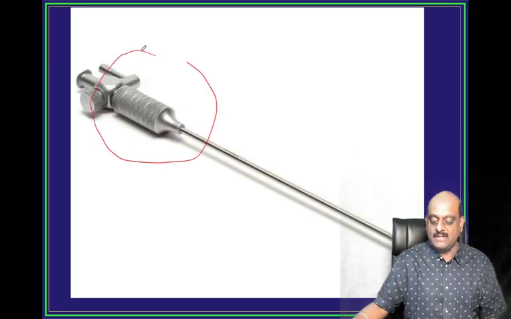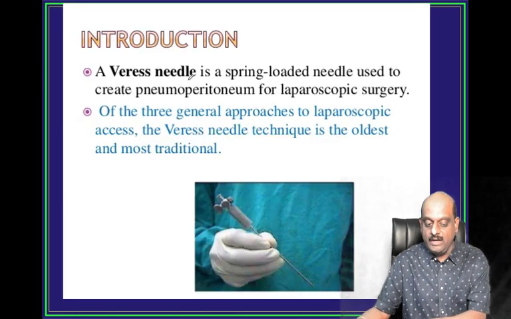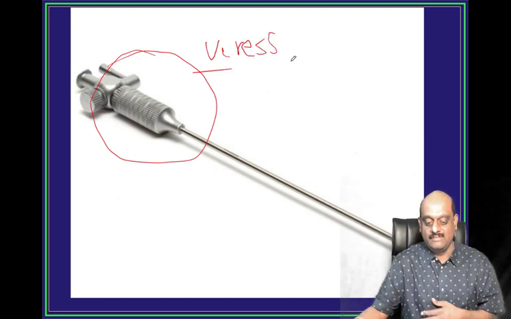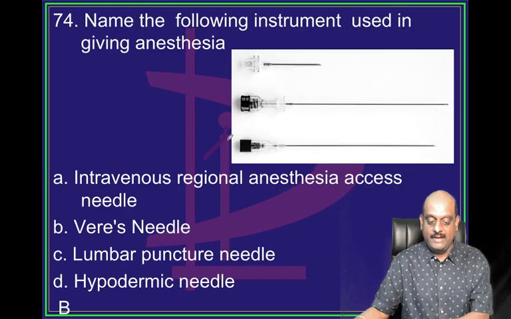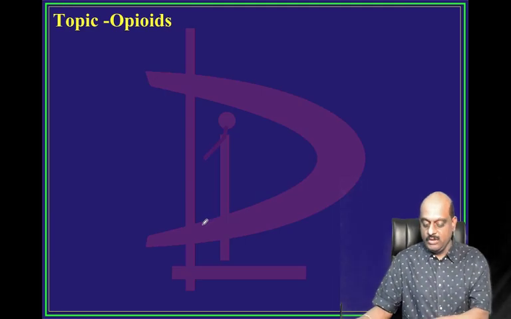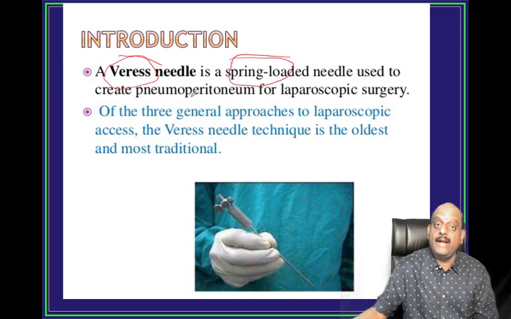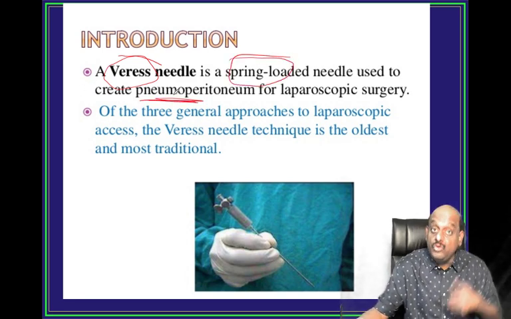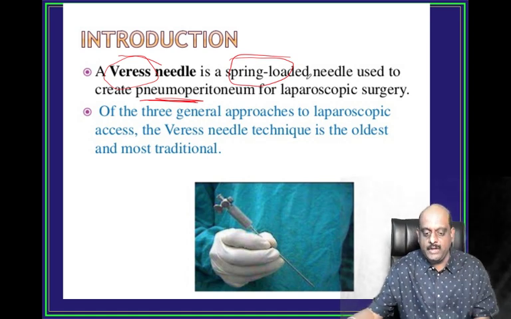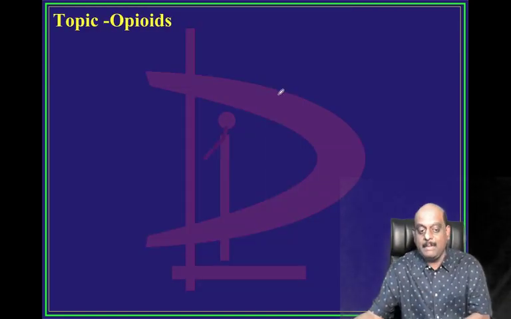So what is this called? This is called Veress needle. One of the options was Veress needle. So Veress needle is a spring-loaded needle used to create a pneumoperitoneum. Puncture karke pneumoperitoneum at the time of laparoscopic surgery is what you have to remember.